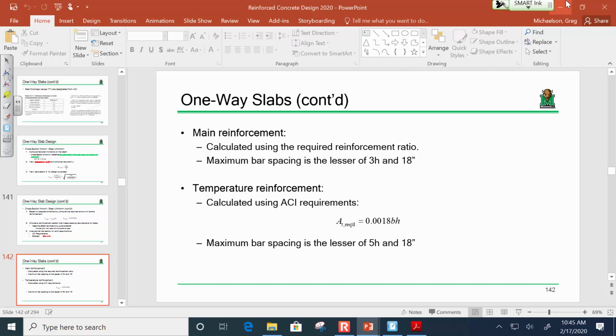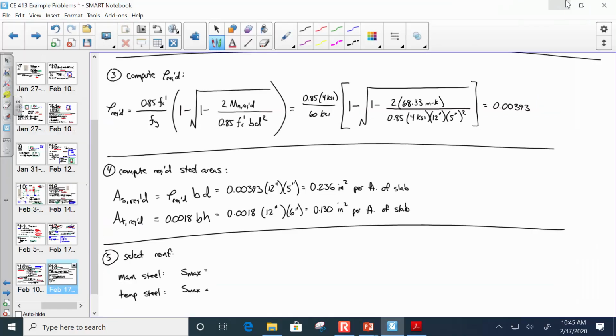So you're going to see, what was our h for the slab? 6 inches. Okay, so this is going to be the minimum of 3h and 18 inches. This is going to be the minimum of 5h and 18 inches. Now, can anybody just look at this and tell me what this is going to be? It's going to be 18 inches for both. In other words, whatever option I pick, I have to pick a spacing that's 18 inches or less, which is fine because that's the maximum spacing reported off our chart.